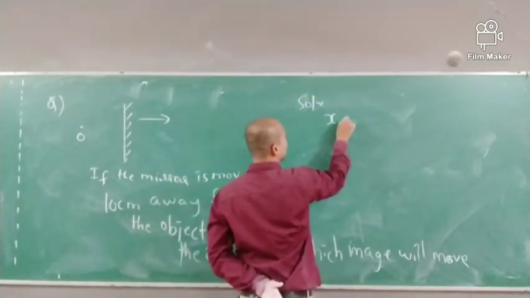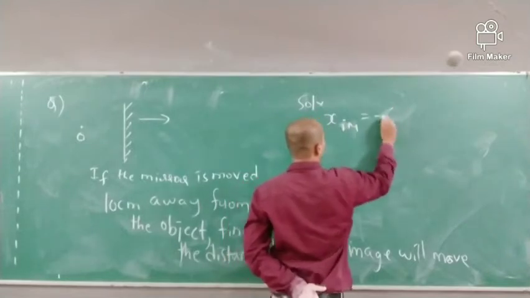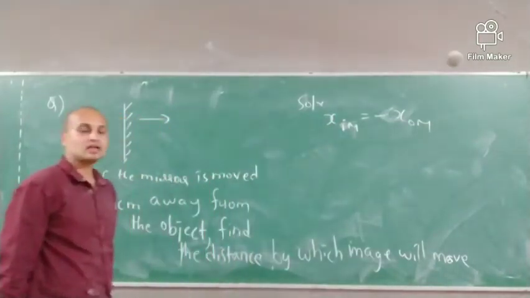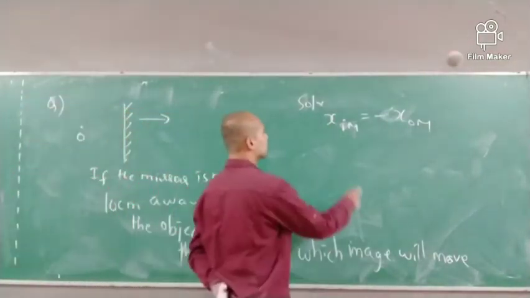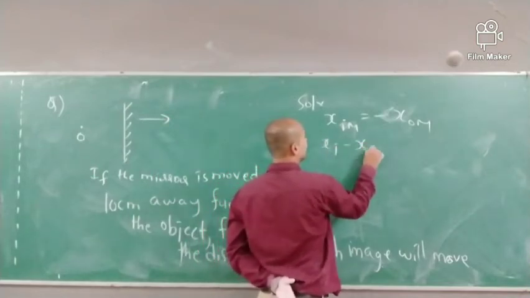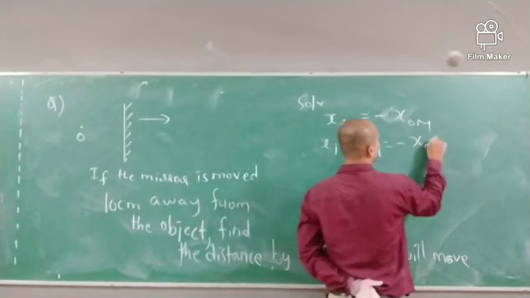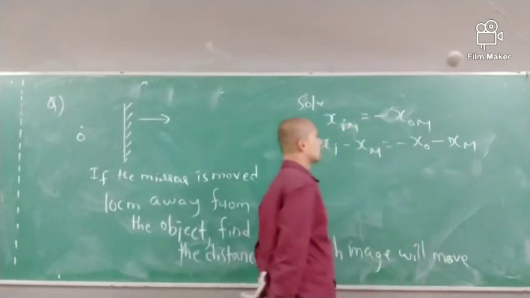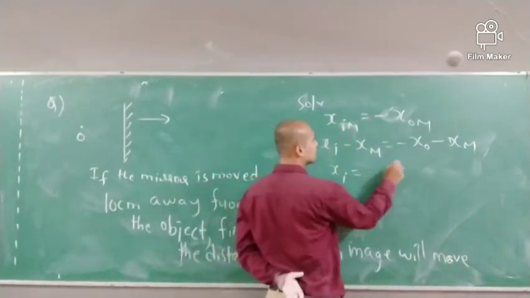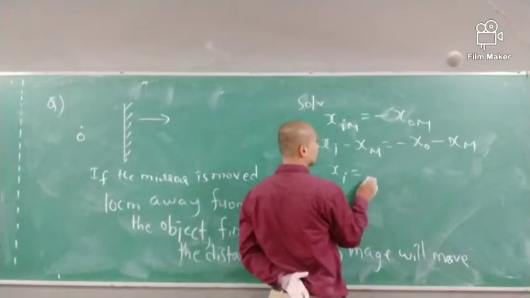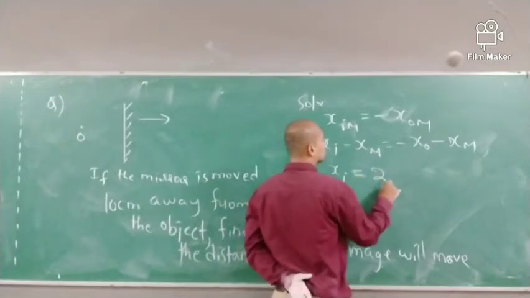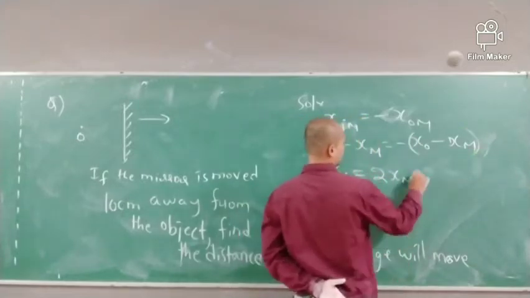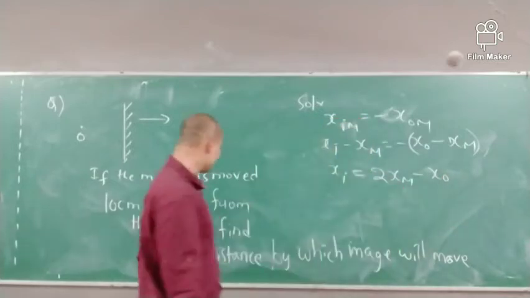We know that xim is equal to minus xom. So xi minus xm will be equal to minus (xo minus xm). Correct? So xi can be written as 2xm minus xo.